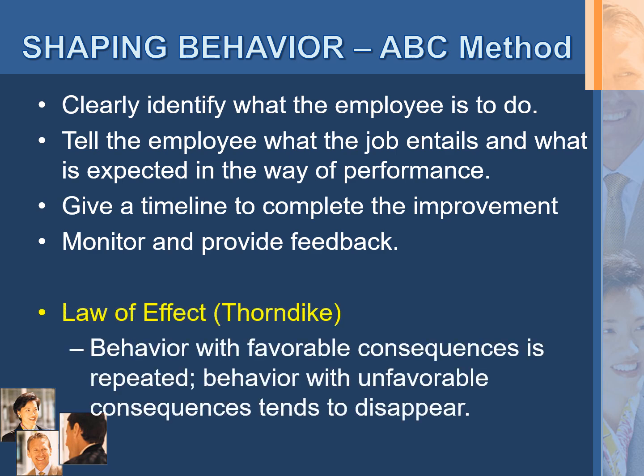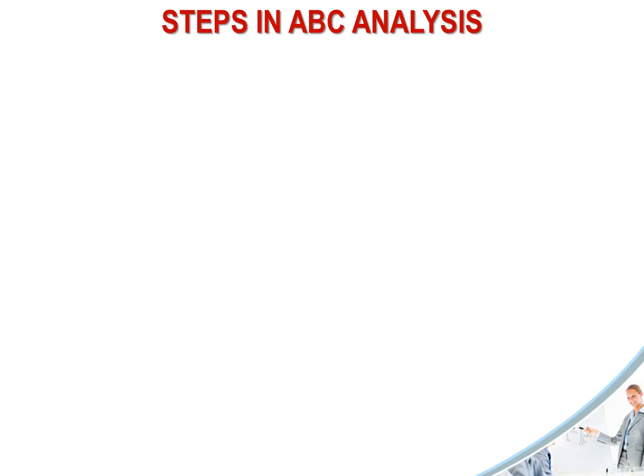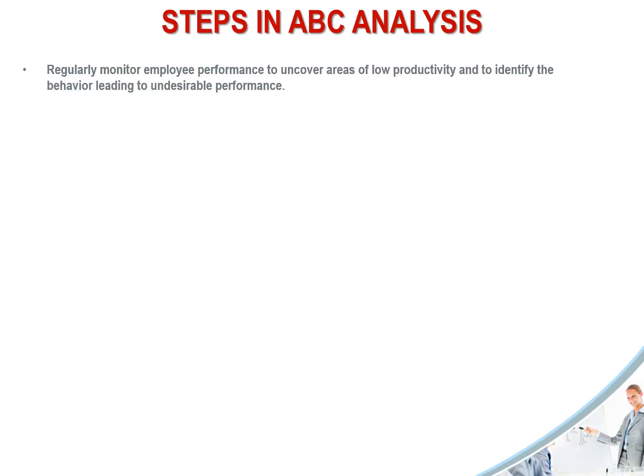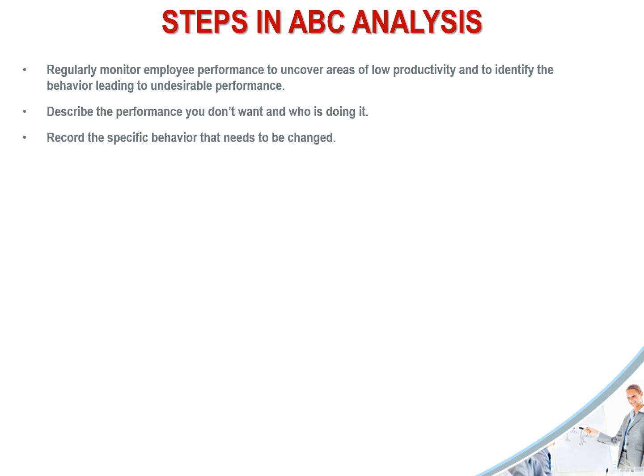Thorndike introduced the law of effect. It's the behavior with favorable consequences is repeated. Behavior with unfavorable consequences tends to disappear. The steps are: regularly monitor the employee performance to uncover areas of low productivity and to identify the behavior leading to that undesired performance. Describe the performance you don't want and who is doing it.